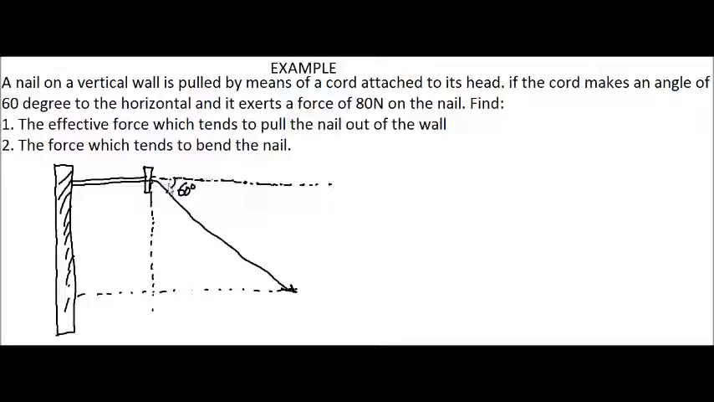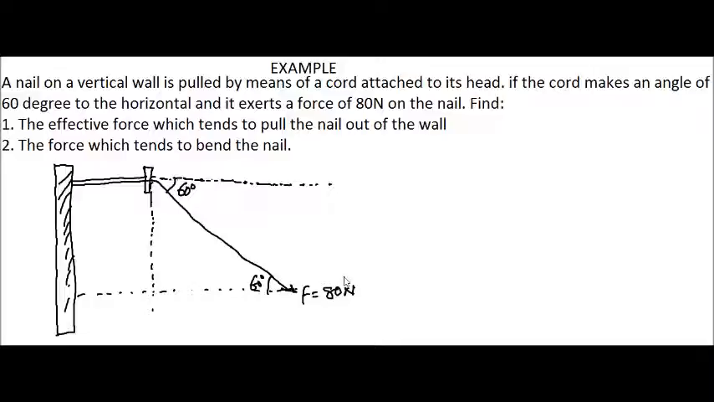They now said the cord makes an angle of 60 degrees to the horizontal, so the horizontal of this particular cord could be this, or we could produce it here. So if this is 60 degrees, we could also have 60 degrees here, right? This is an alternate angle, right? So 60 degrees, and it exerts a force of 80 Newton on the nail. So what we are saying is the force this cord exerts on this particular nail is 80 Newton, right?